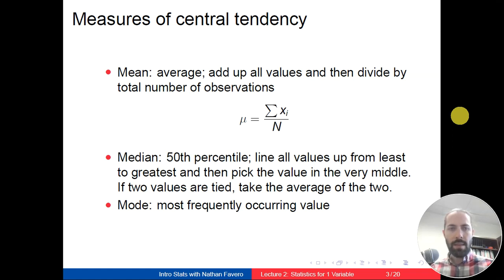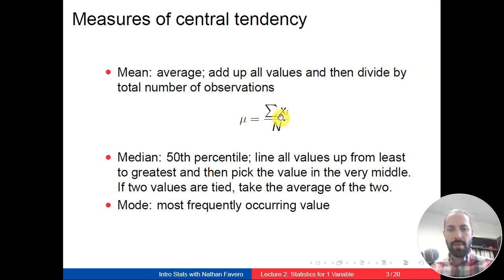So let's start with the mean. The mean has another name, just the average. So it doesn't matter if you call it the mean or the average. To calculate the mean, you're just going to add up all the values and then divide by the total number of observations. You can see on the screen here the formula for how we do that. On the left side of the equation, you see mu, which is a Greek letter, one of the typical ways to represent the mean.